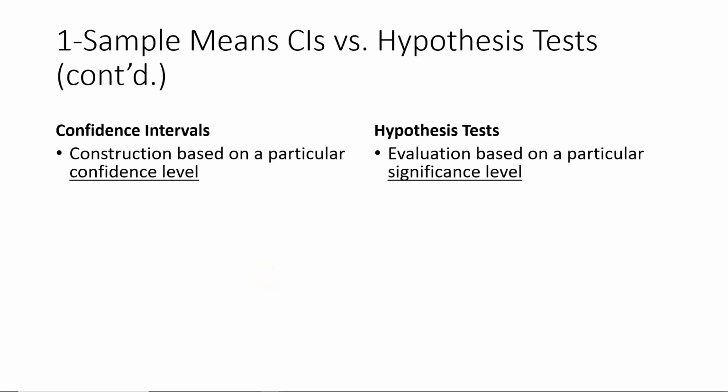Continuing to compare the two inferential statistics techniques to each other, we note that for confidence intervals, the construction of the interval is based on a particular confidence level. In contrast with that, for hypothesis tests, evaluation of the null hypothesis is based on a particular significance level.